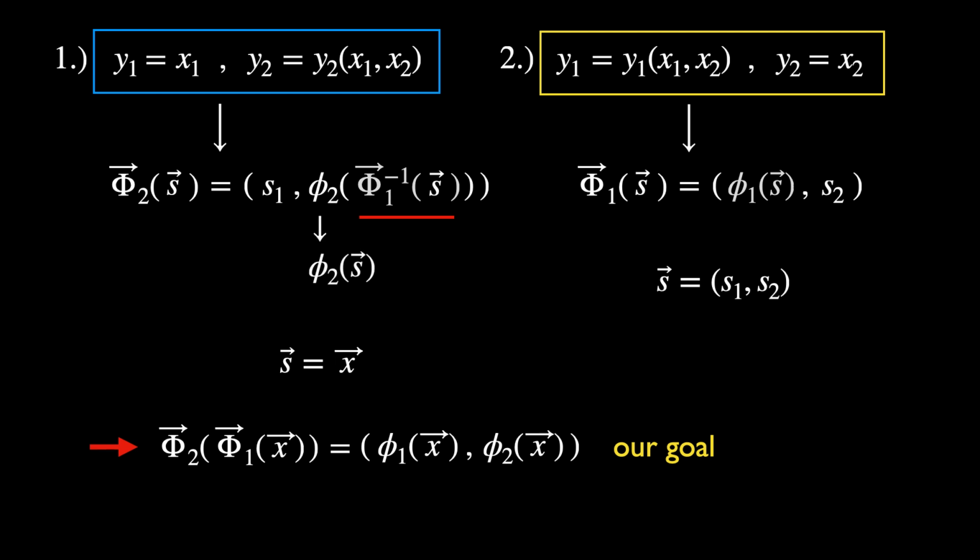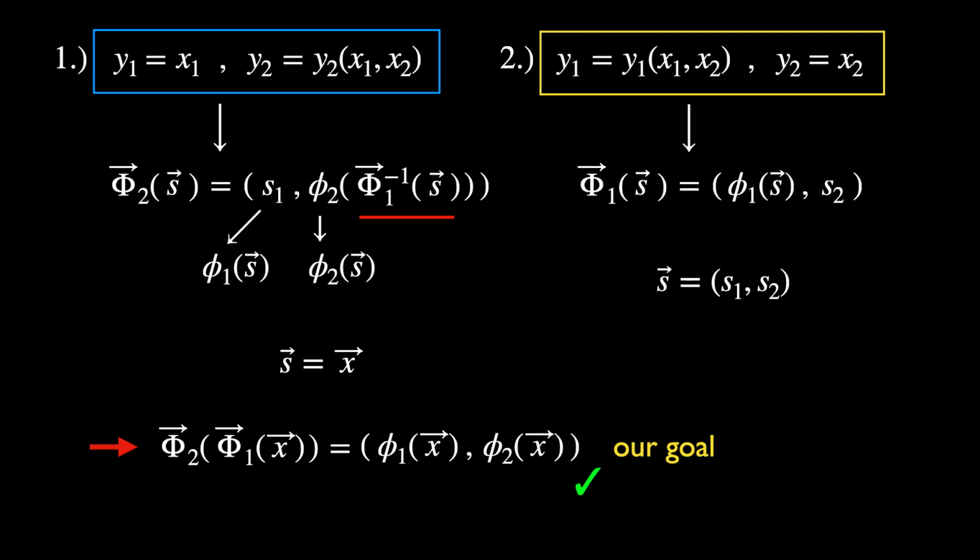The inverse map is to reverse the effects of capital phi1 on the first component of S, which is the only component it transforms, while S1 here will just be phi1 of S after composition. Thus, our composite map below really results in a general two-variable transformation, and our goal is reached.